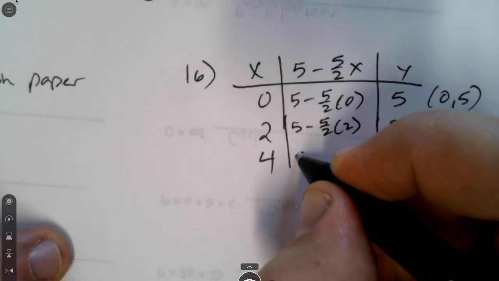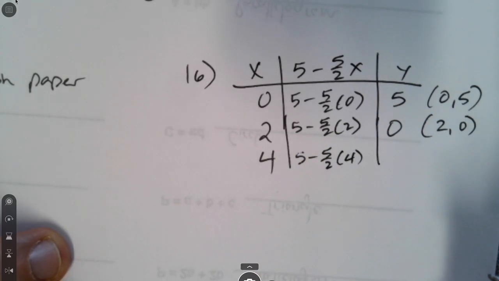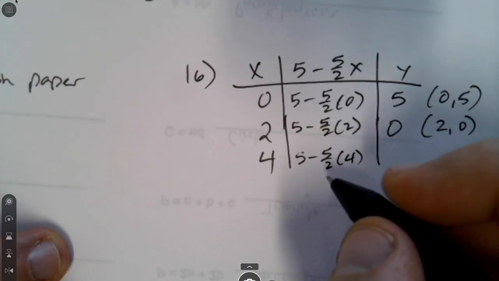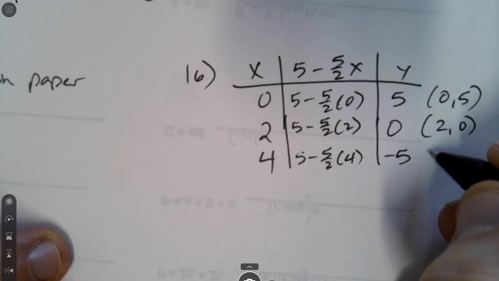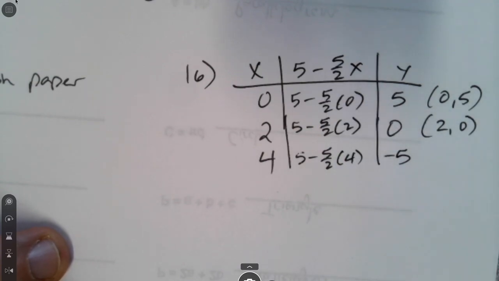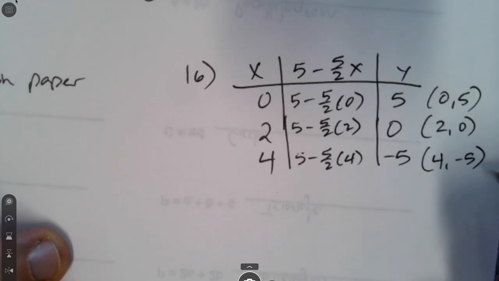Then we'll plug in 4. 5 halves times 4 will give us 10. So we get 5 minus 10 is negative 5. You can type that in your calculator. If you're not able to do it in your head, that's okay. So 4, negative 5. So I'm going to graph these 3 points on the graph.